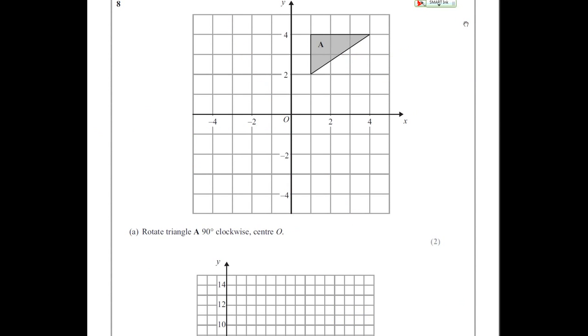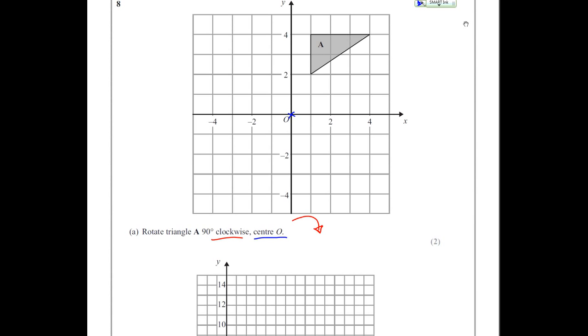Right, we've got a triangle labelled A. Rotate triangle A 90 degrees clockwise. It's the same way around as the clock goes. In your exam, there's going to be a clock on the wall. You can use it, it's not cheating. Okay, and we rotate it around 0, centre 0.